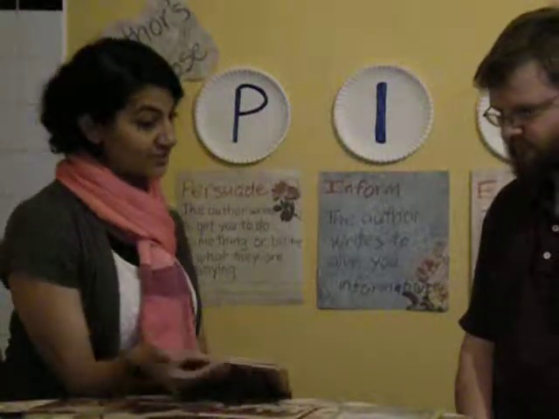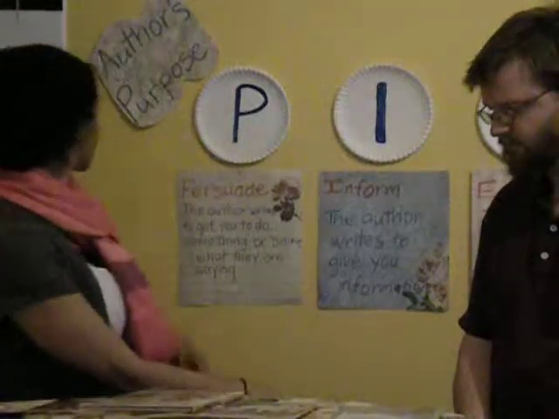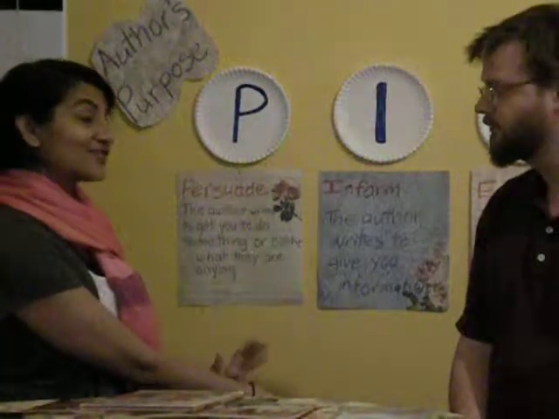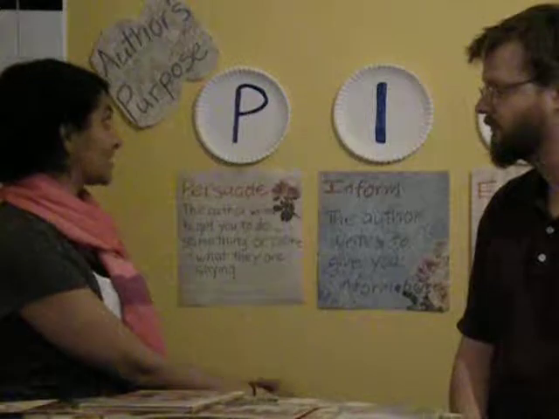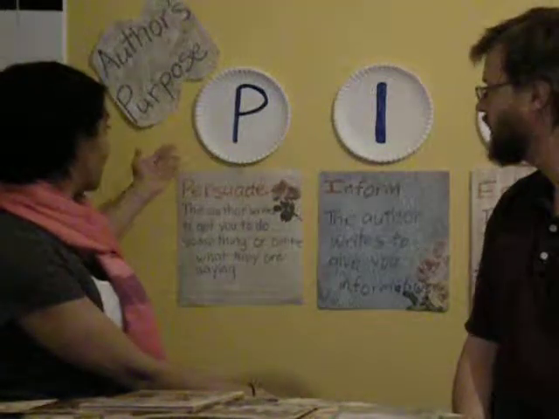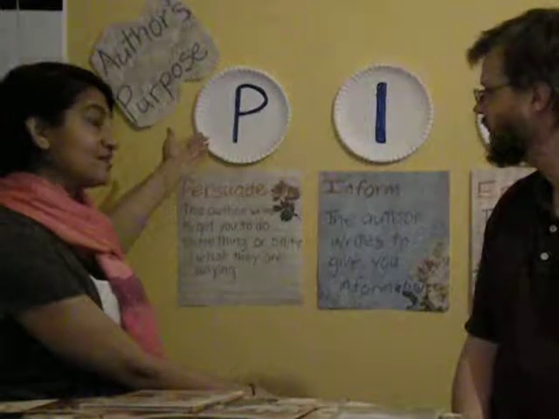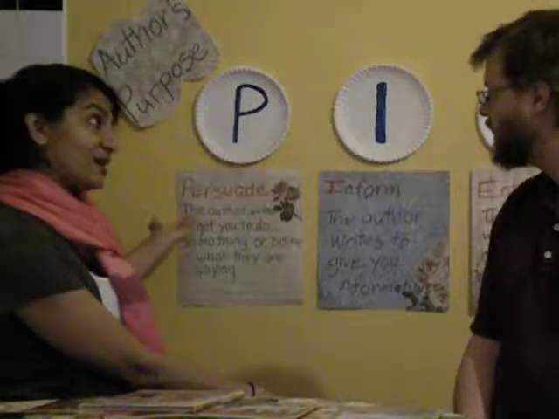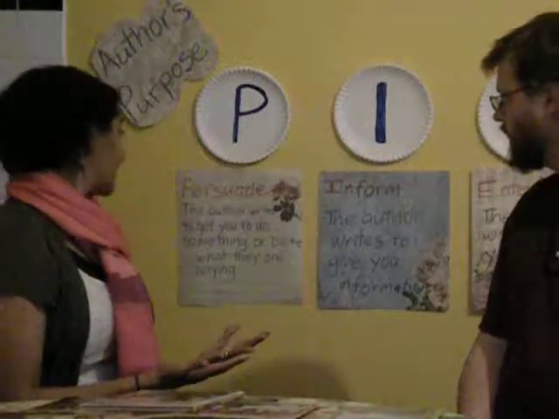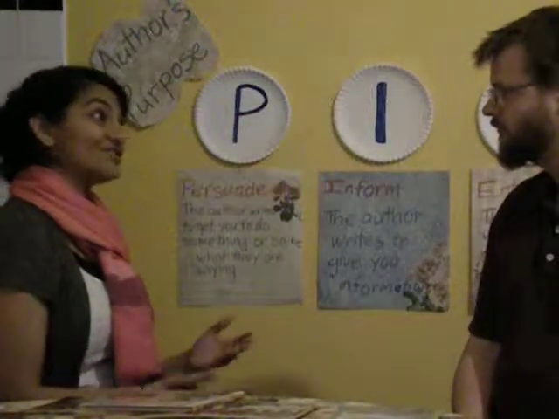Hi Bob, how are you today? We're going to look at some books, and we're going to talk about author's purpose. We're going to focus on three main purposes that authors have when they write their book. The first letter, P, stands for persuade, where the author tries to get you to believe what they are saying or get you to do something.